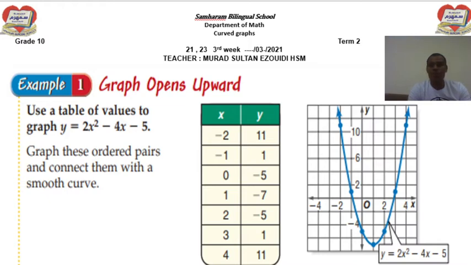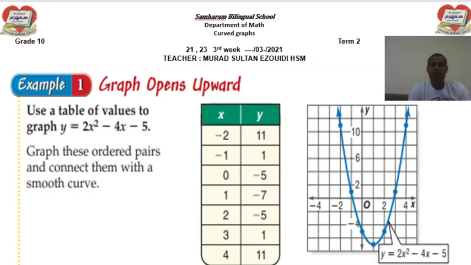When x equals minus 2, this is the x-axis, this is the y-axis. Okay, x equals minus 2, y equals 11, approximately here. Then when x equals minus 1, y equals what? 1, approximately here. Then when x equals 0, y equals negative 5. This is negative 5 because it is the y-intercept, where the curve cuts the y-axis.